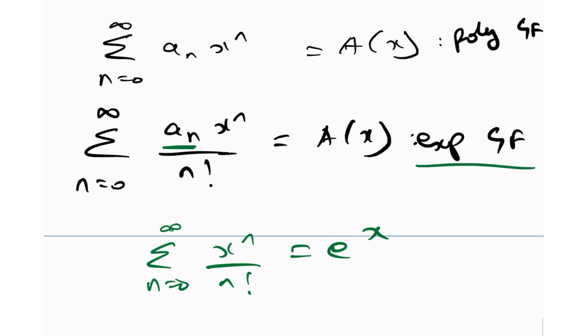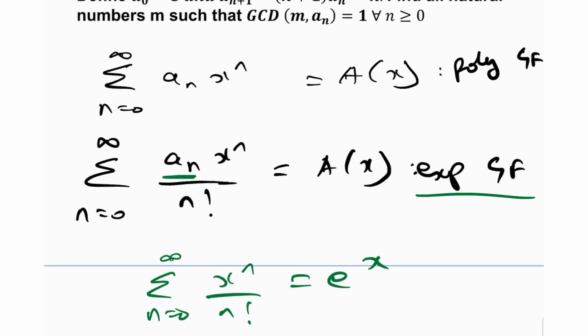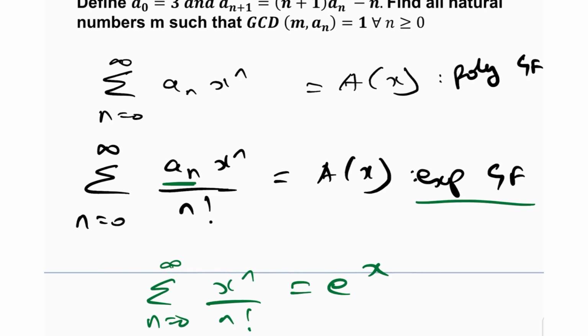Now the main goal is to figure out whether we use a polynomial generating function or an exponential generating function. One of the things I look for in a recurrence is if you have something like n plus 1 as the coefficient of an, then it's a good idea to use an exponential generating function.